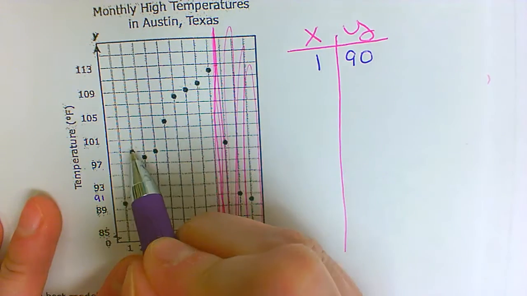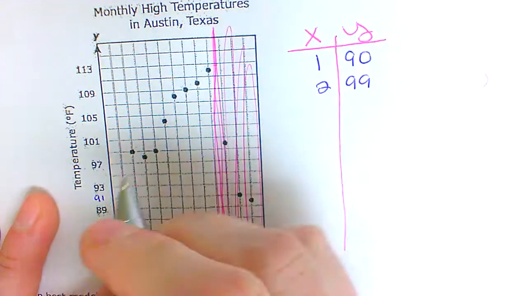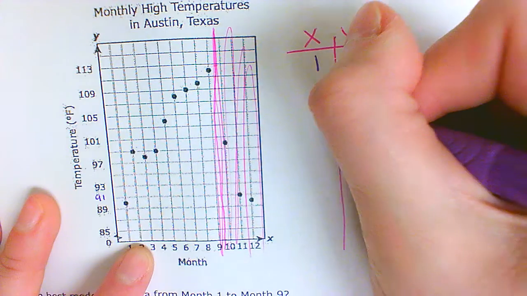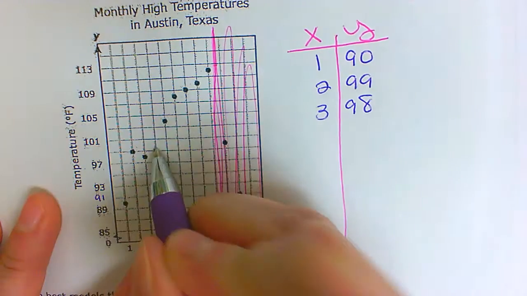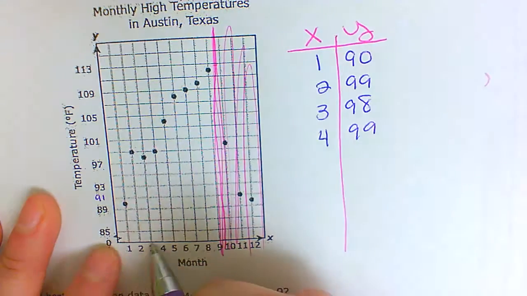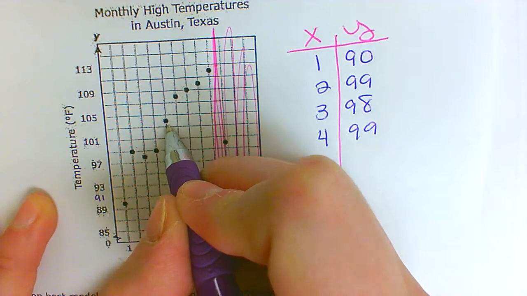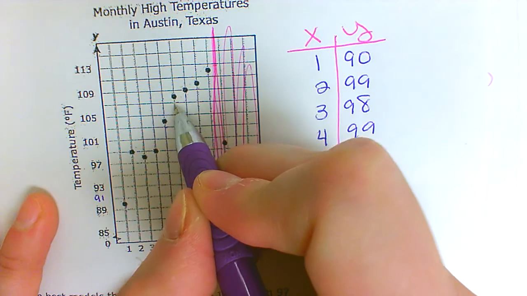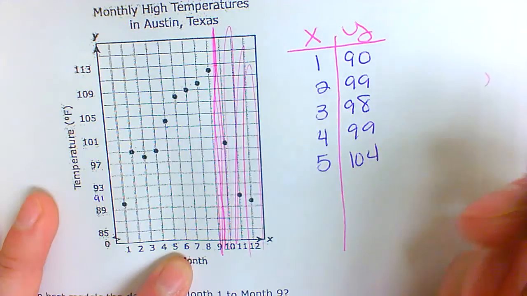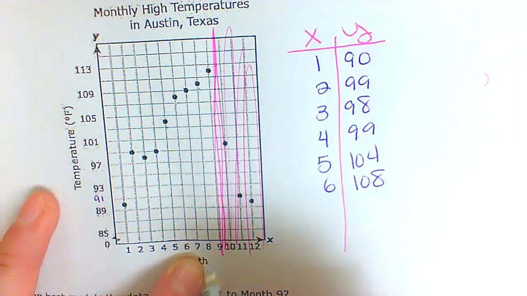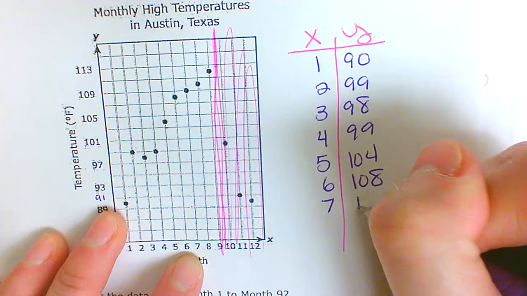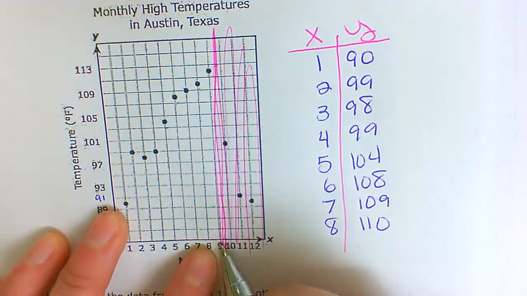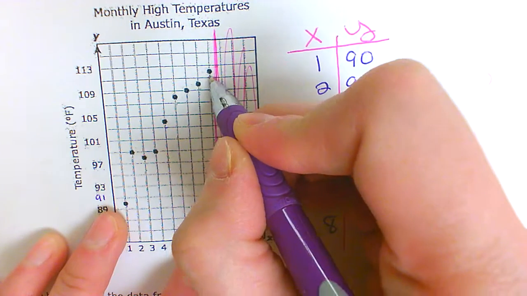If I look at the next one, that's 2, 99. Notice that these are going up by 2 each time. If I go to 3, that one looks like it's at 98. Then I'm at 4, that one's also at 99. If I go over to 5, that one's at 103, so 104. So that's 5, 104. Then if I'm at 6, that one's at 108. 7 looks like it's at 109. 8 is matching up with 110. And 9 matches up with, let's see, that's 112.